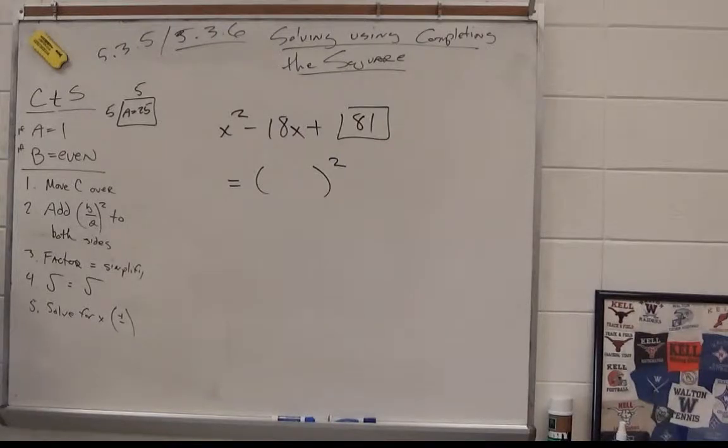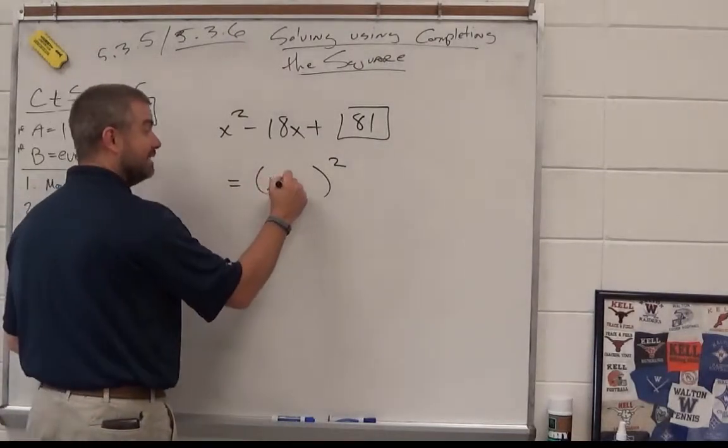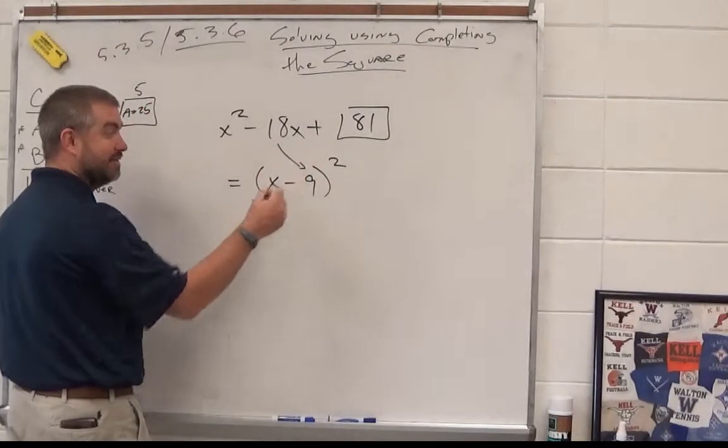Anytime you square a number, the outcome is positive. All right, what about here? What goes in the parentheses? Careful. X minus 9. Why is x minus 9 the correct answer?